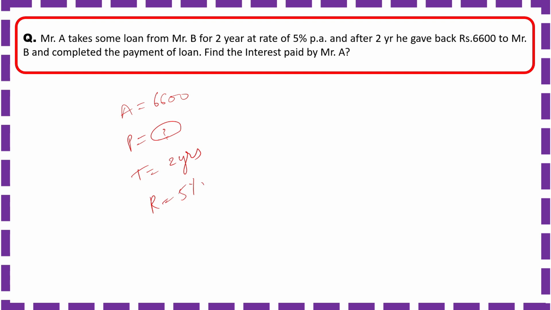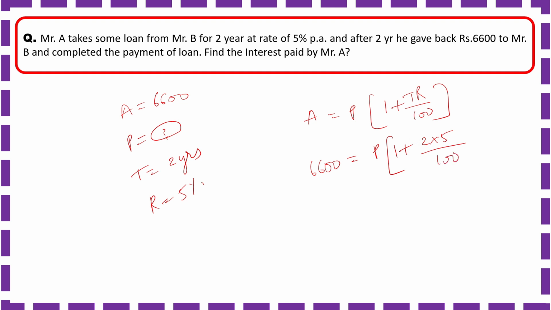Okay, so just substitute in this formula. We know, right? Amount is equal to principal into 1 plus TR by 100. So what is A? A is 6600, and P, let us keep it, into 1 plus 2 into 5 by 100. Okay, so take LCM and calculate. So you will get P as 6000, right? So this principal is 6000.